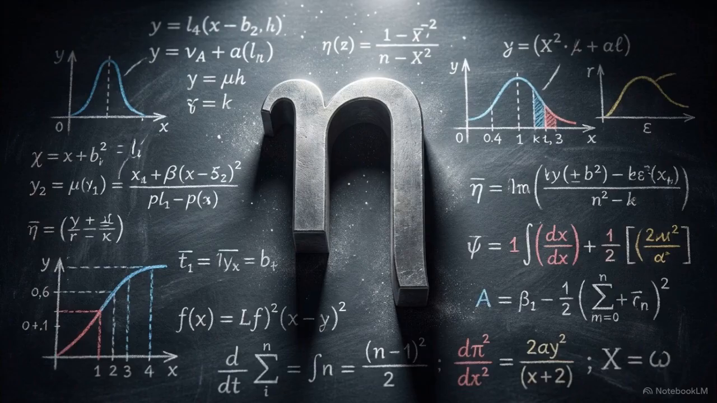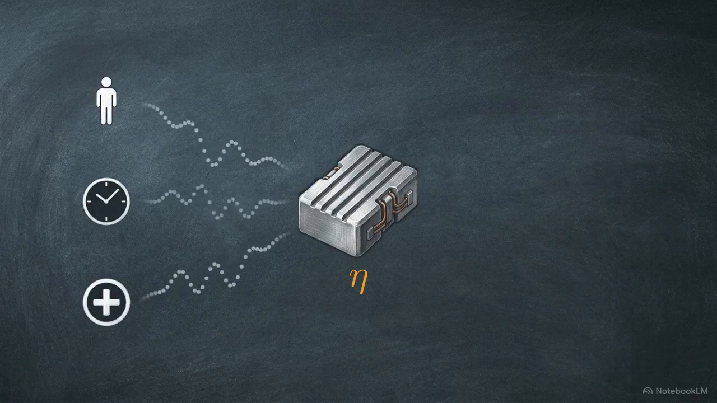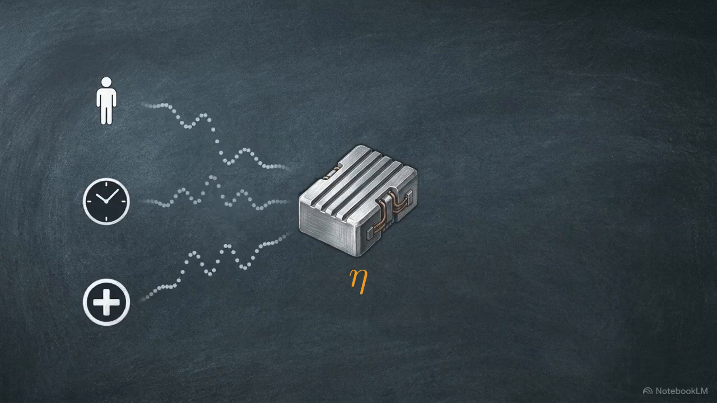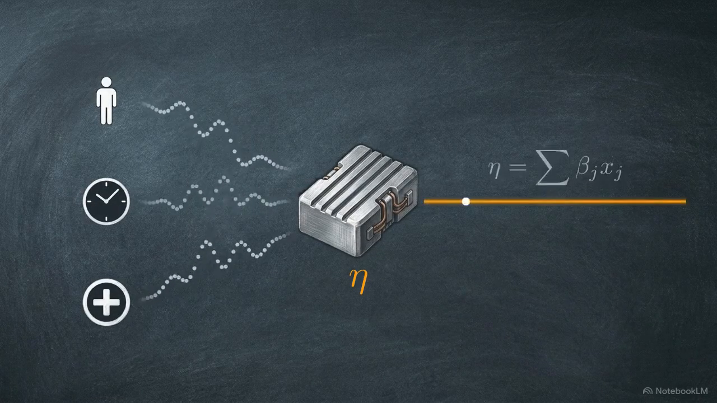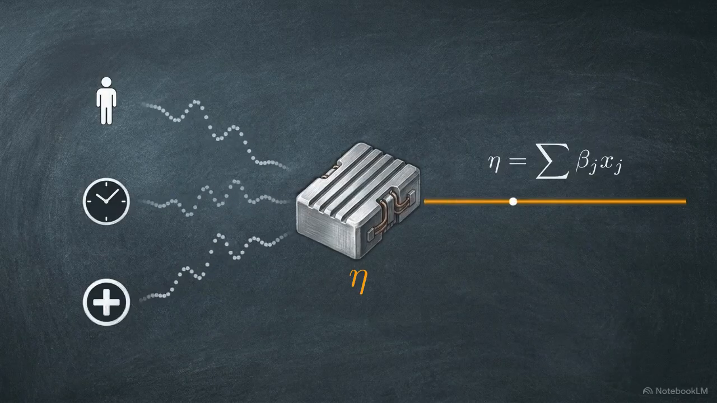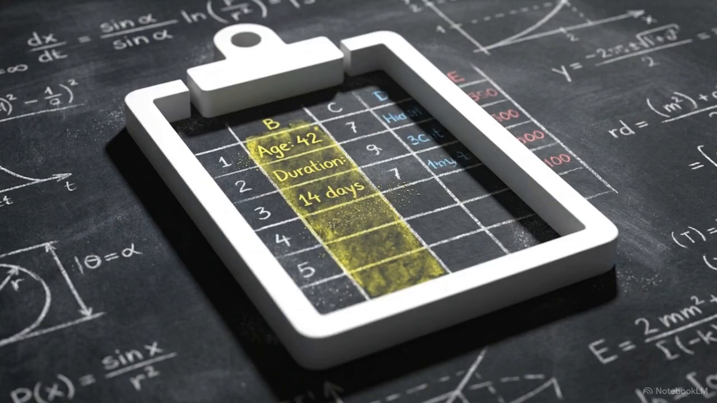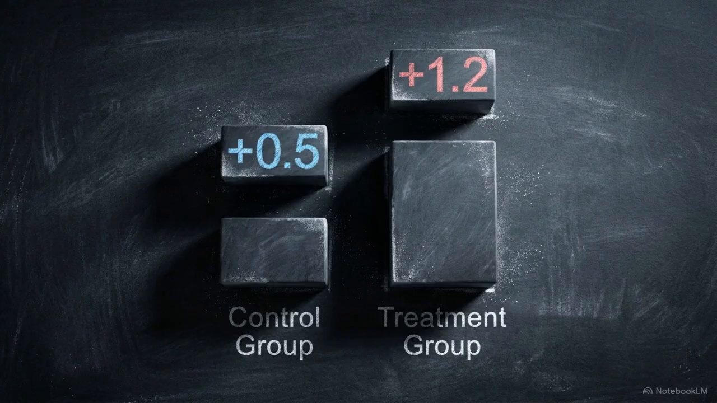The second pillar is the linear predictor, represented by the Greek letter eta. This component acts as the central hub for your measurable effects. It operates exactly like classical regression, calculating a value based on your specific covariates. It incorporates continuous quantitative data, mapping inputs like an individual's age or the duration of a trial. It simultaneously processes categorical factors.